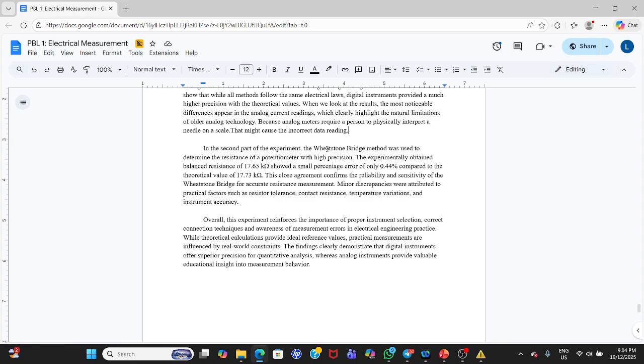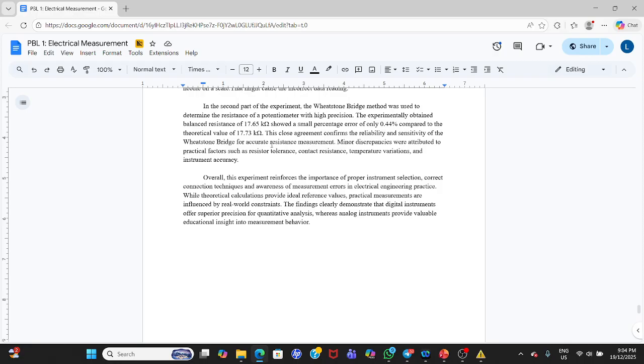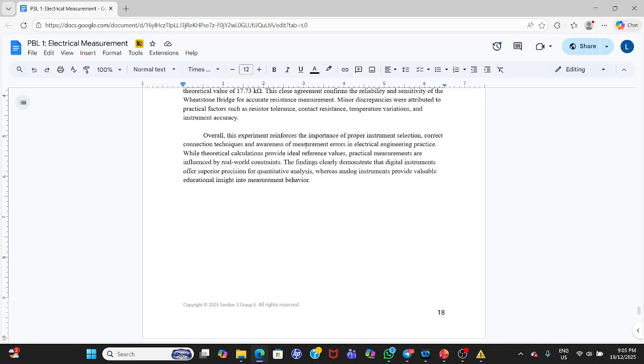And for the Wheatstone bridge, we normally get higher accuracy for the resistance measurement. So this experiment highlights the importance of using the proper instrument. That means using the correct instrument to measure the voltage and current, so that we get less error. That means it will give results which are more accurate.